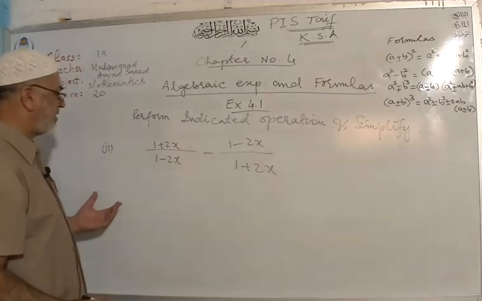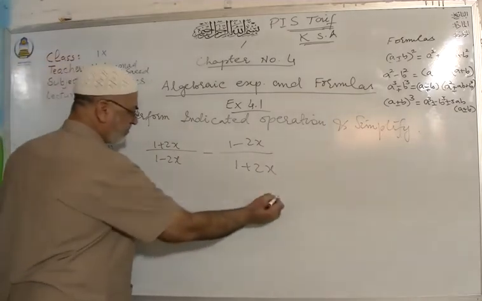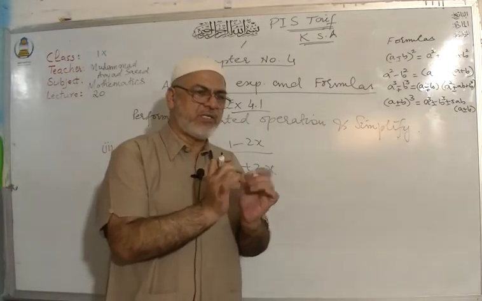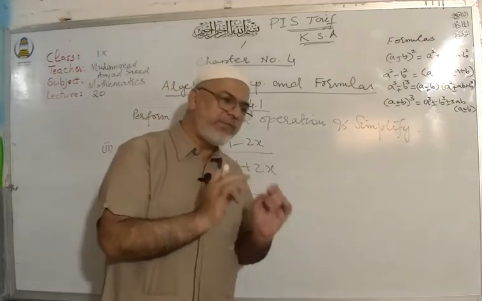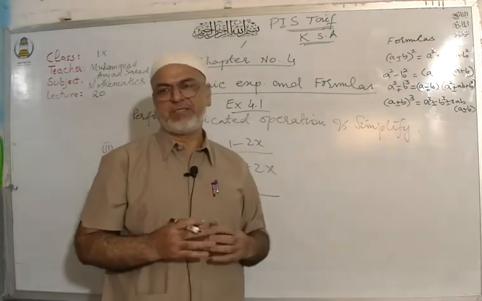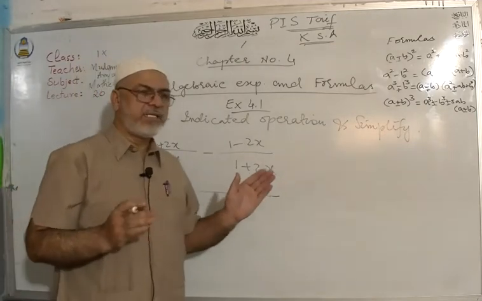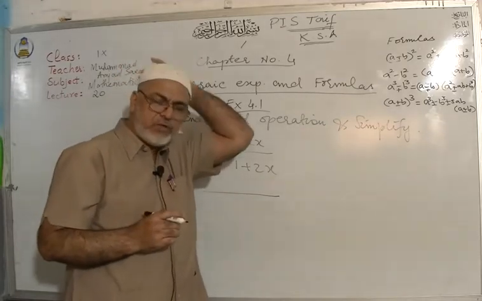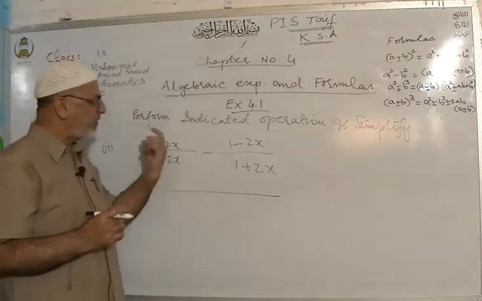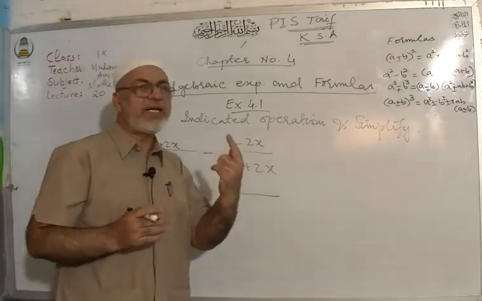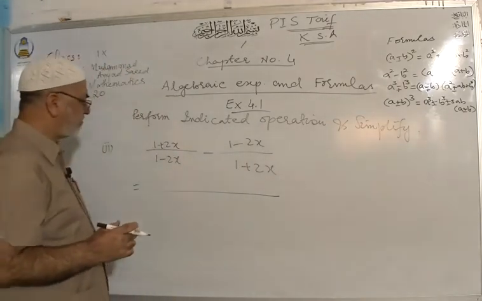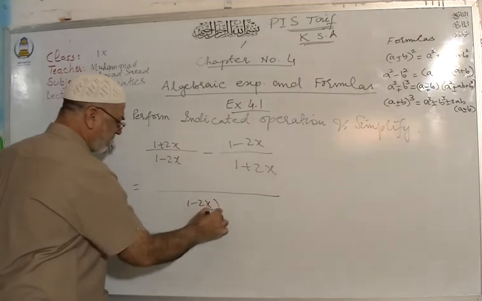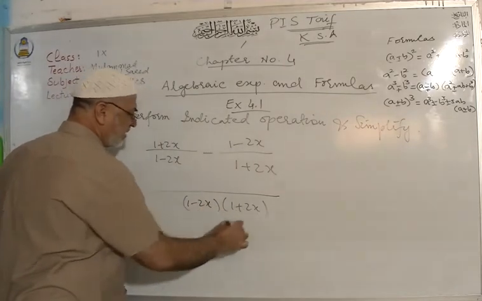Now, my dear students, you can take the LCM directly. In case of LCM, you will take separate terms in multiplied form, and a similar term will be taken one time. Again, I am repeating, this is the rule for how to take the LCM. If you have different terms, then you write them in multiplied form, and if you have similar terms, then you take one as the LCM. Here 1 minus 2x and 1 plus 2x are different, so you have 1 minus 2x and 1 plus 2x as the LCM.